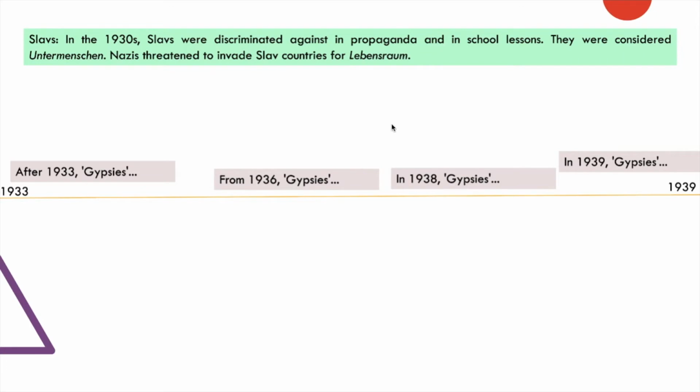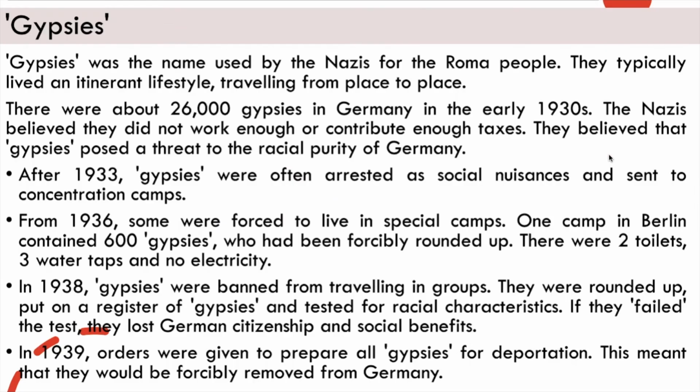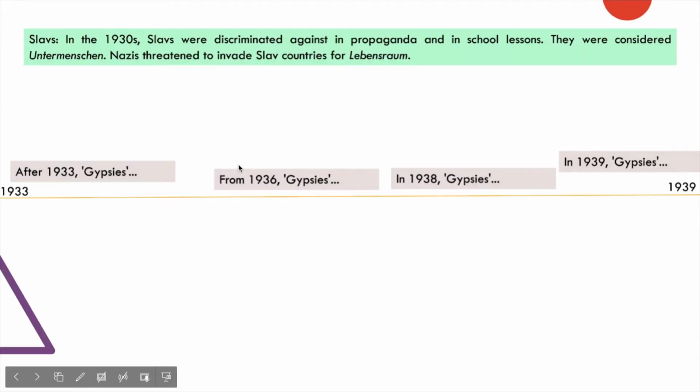Here you have a scaffolded version of the timeline to help you. So these are the different points at which there is persecution. Go back to this slide and work out what you're going to plot for each of these.